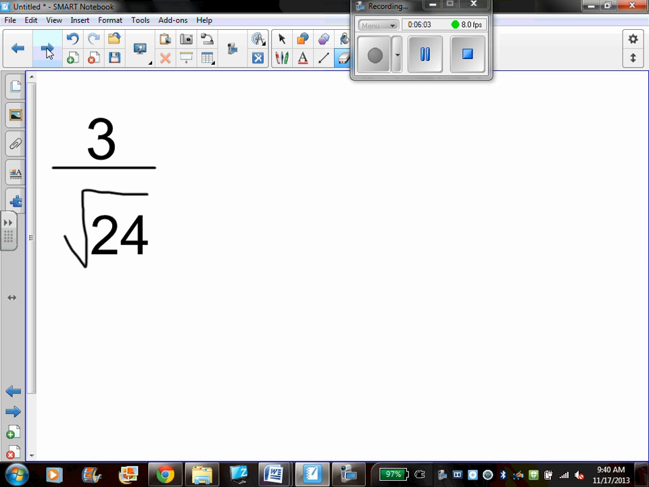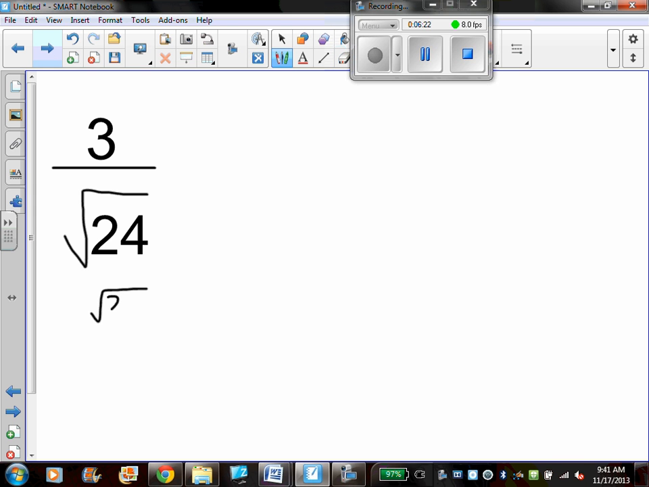Second type of problem is this. And in these ones, what you're going to have to do is get rid of the radical in the denominator. My recommendation to you is I would try simplifying it first, and then I'll show you how to get rid of it. So if we want to simplify root 24, I'm going to stick with method 1 here.